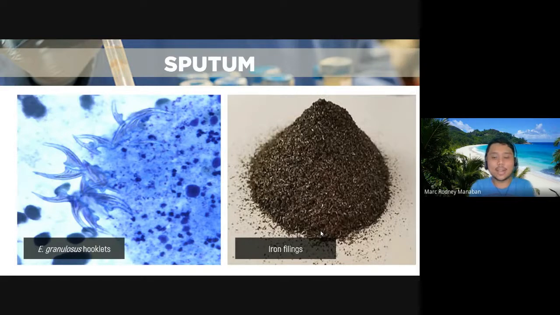So imagine na lang na iron fillings nasa imong sputum. So inani ang appearance sa Paragonimus infection. Okay, all right, ayan. Now we go na to processing again.